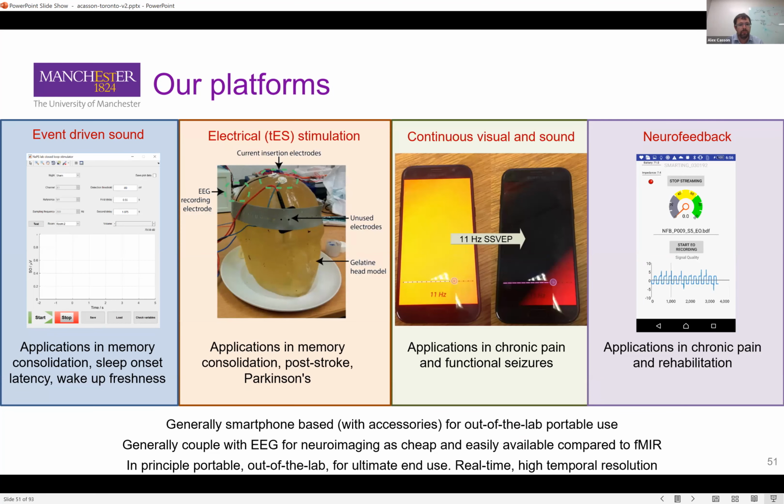So in my lab, we've made a number of different platforms for doing closed loop neuromodulation. The two on the left are lab-based systems. The two on the right are mobile phone-based systems, so they are portable. We've got a Bluetooth streaming EEG headset, and we have a study on neurofeedback at the moment, which people are doing in their home environments using a provided mobile phone.